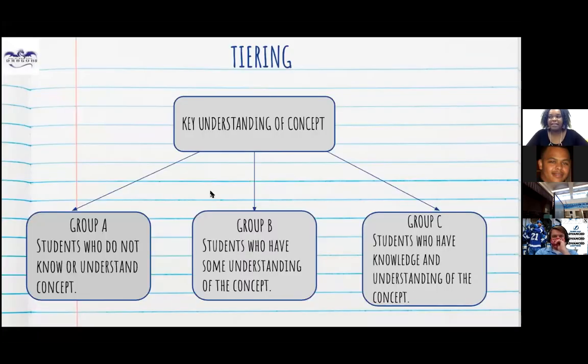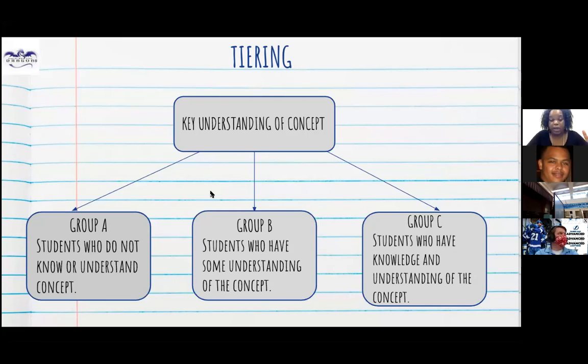Now, when we talk about tiering, right now, of course, we don't have a lot of data. We do have data that we can go back to. If we go into my data portal, we can see, like in reading, maybe the students that didn't do too well in a specific SE. But when we talk about tiering our students, it's about the key understanding.